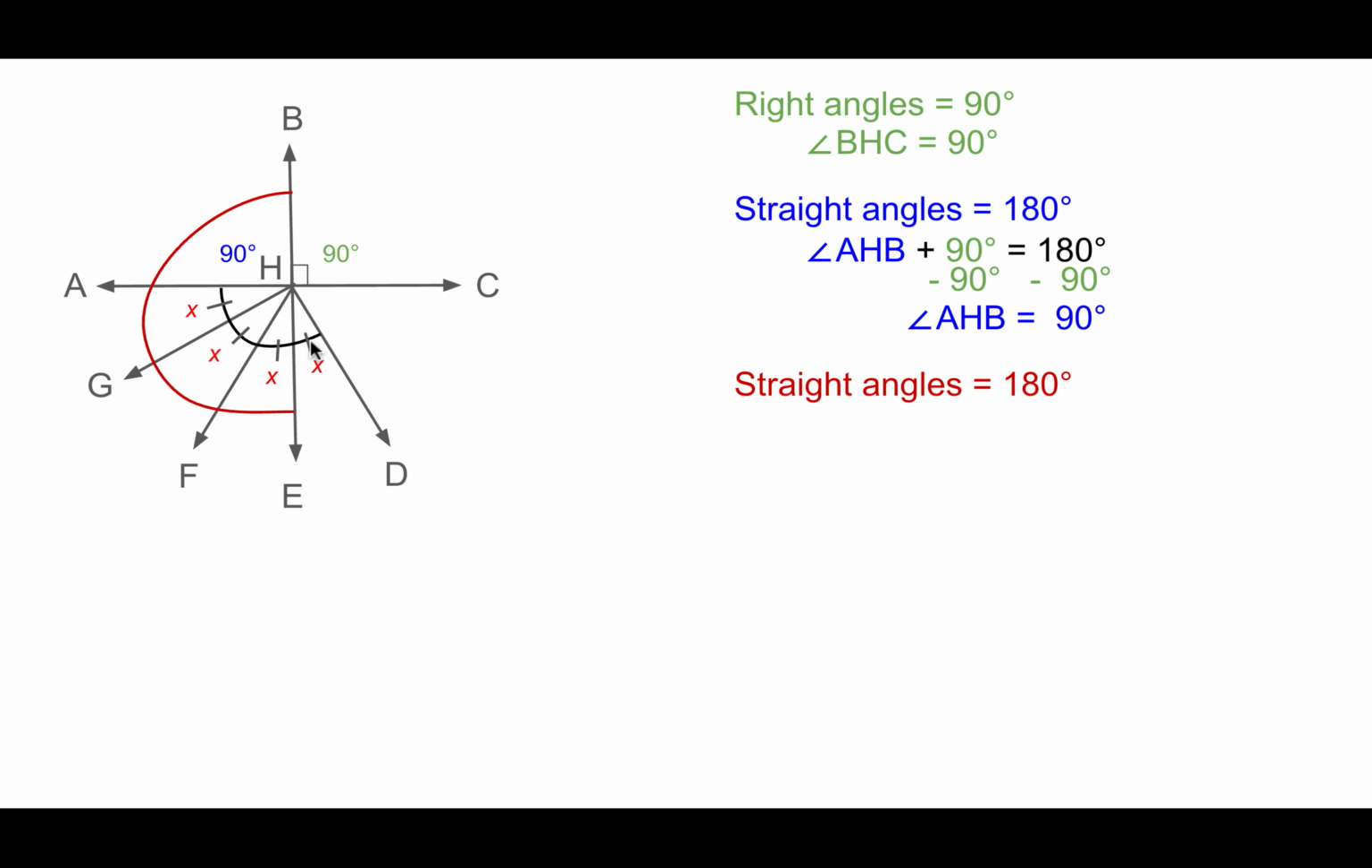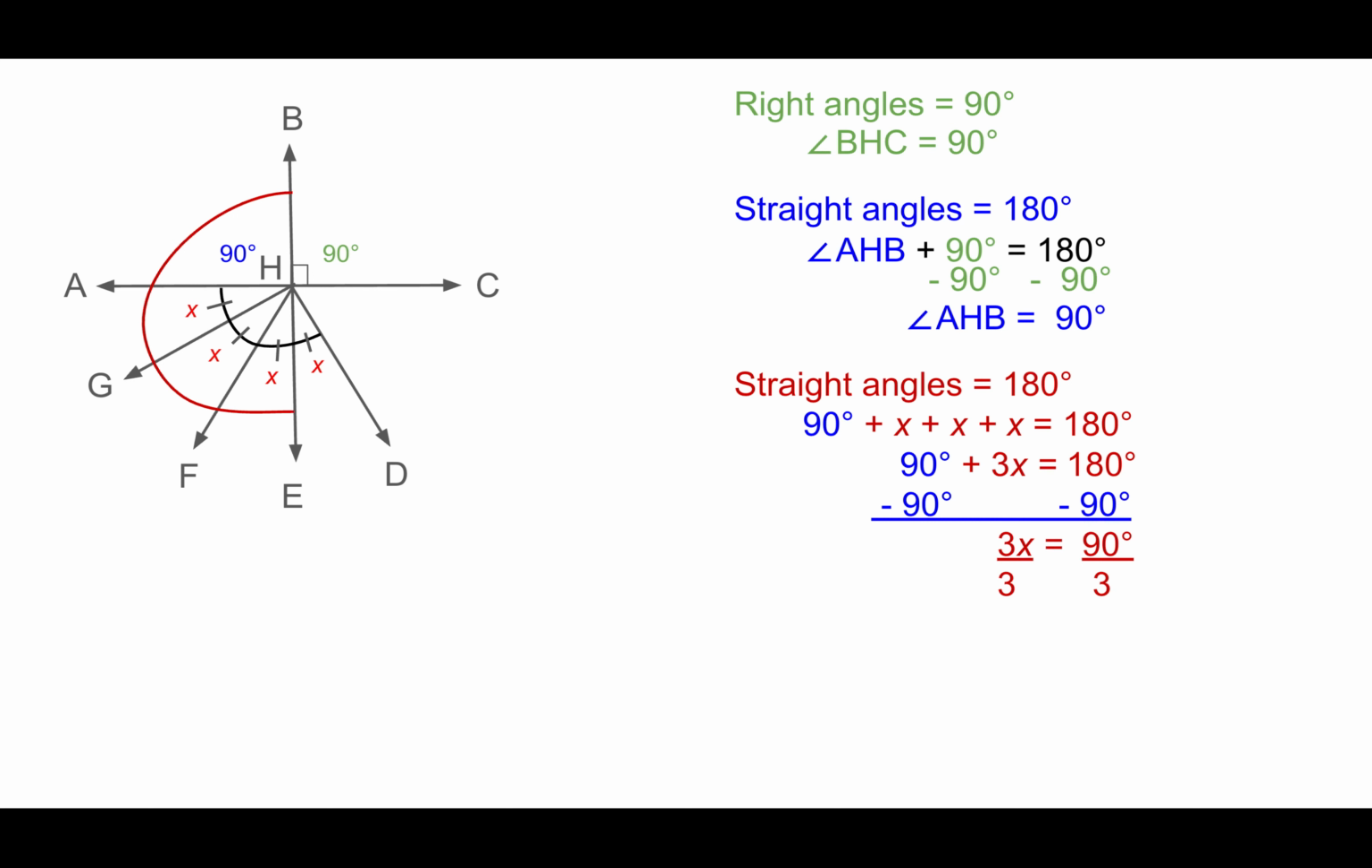I also notice that these X's all have these one tick marks, so that means that these four angles are equivalent. So 90 plus X plus X plus X equals 180. I put my three X's together, so it's 90 plus 3X. Subtract 90 degrees from each side, so 3X equals 90. So that means each one of those measurements is 30 degrees. So 30 degrees for each one of them.